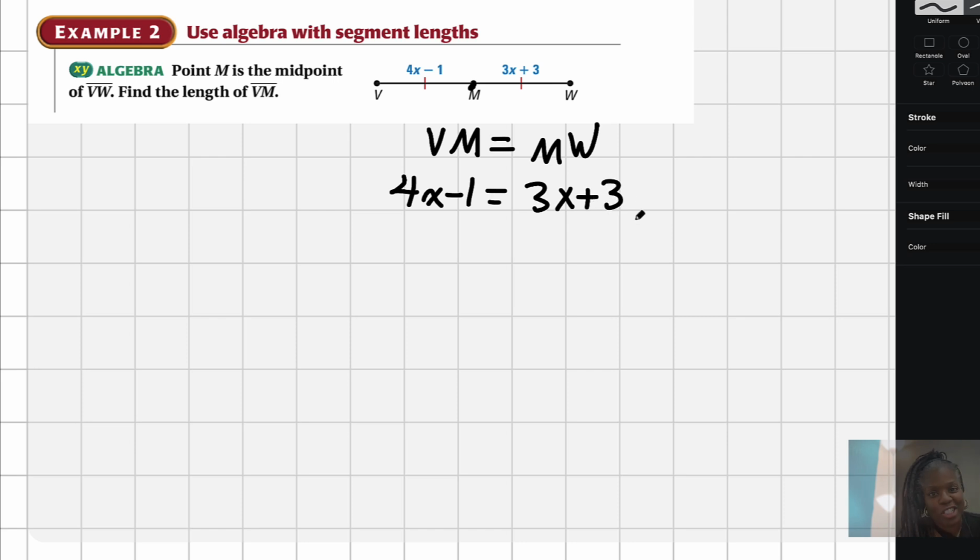And this is an equation that I can solve. You know how I like to solve my equations. I like to draw a line right down the middle. I like to tell you what I'm doing. I'm going to end up with my x terms over here, and I want my constants over here. And I'm just going to solve.